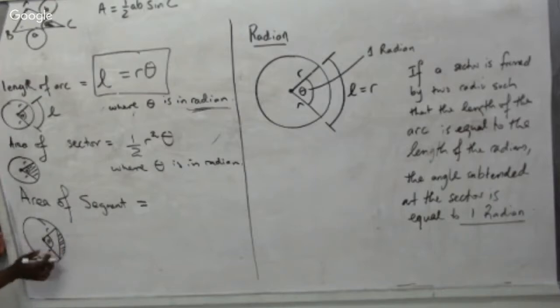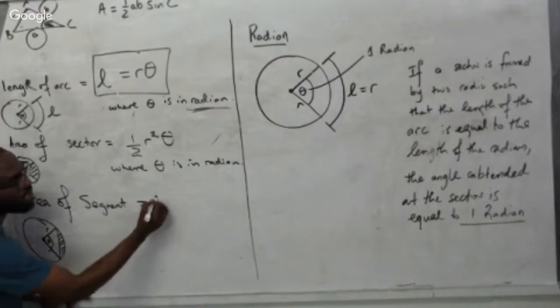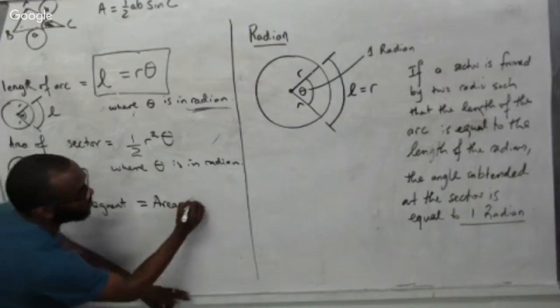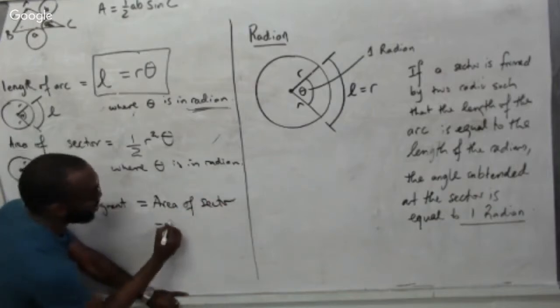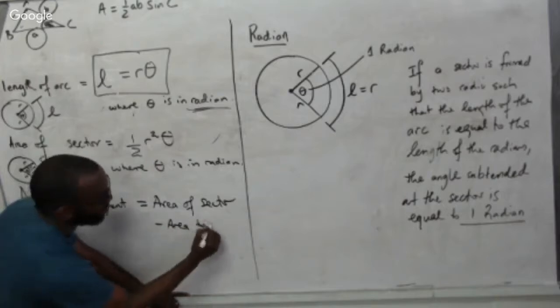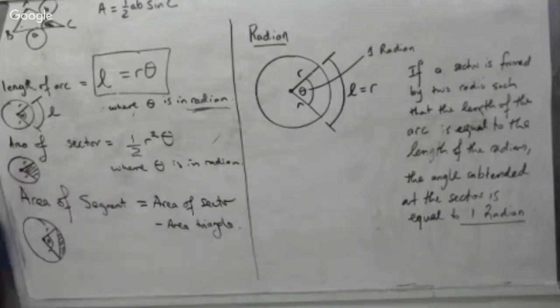Oh, sorry, before I reach there, the area of the segment, would you agree that it is area of sector minus area of triangle? Do you agree? If I take the entire sector, all of that, and then I cut away the triangle, would I not be left with the area of the segment? Yes?